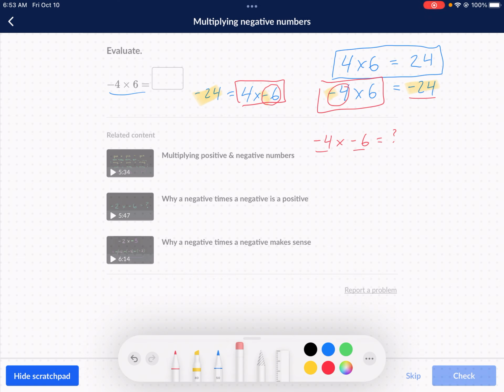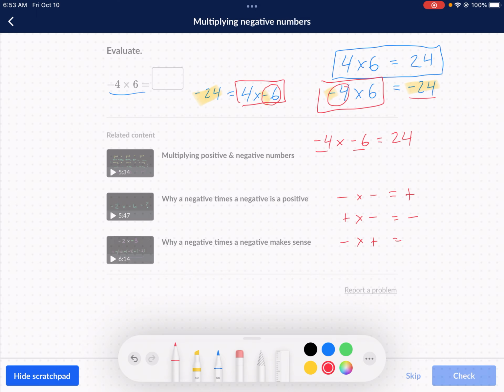So what is it then? Well, it's the opposite of negative 24, which is positive 24. So if you have two negatives multiplied together, that's going to give you a positive. Think about it this way: where you take away a negative, that is going to give you a positive. If you take away the negative, it is left with a positive.